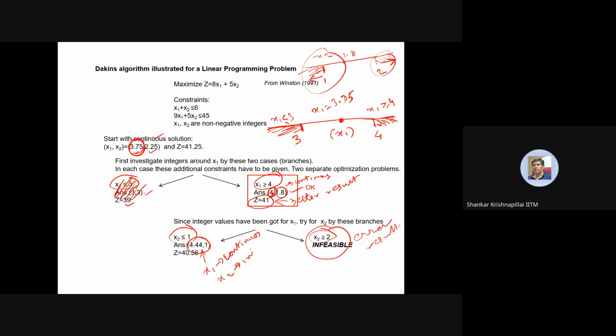x2 has become integer. That is 1. Okay, x2 has become integer, x1 has become continuous, 4.44. So our effort now is to make x1 reach the nearest integer. So 4.44.